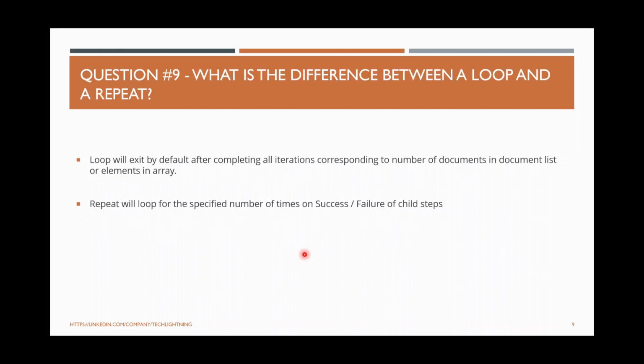I'll move on to the next question. What is the difference between a loop and a repeat? These two are different flow steps. We have around 7 plus flow steps. In that, loop is mainly to iterate over an array. For example, you have a document list with a list of information which I want to loop over. Then you can use loop, and this loop will automatically exit once it processes all the records.